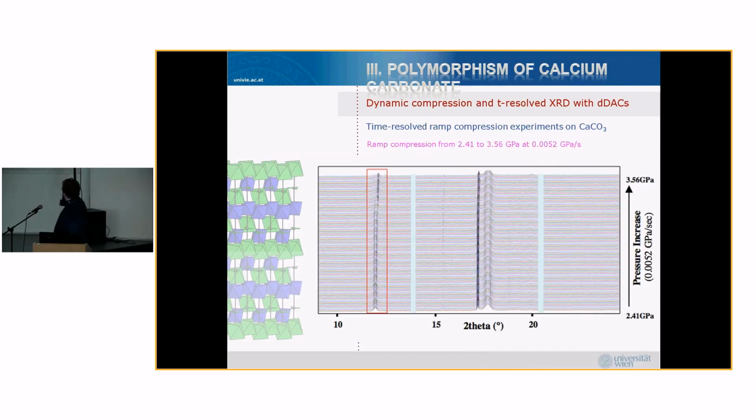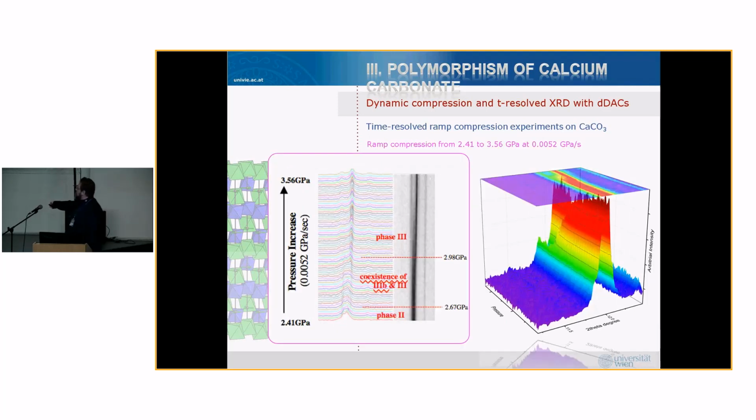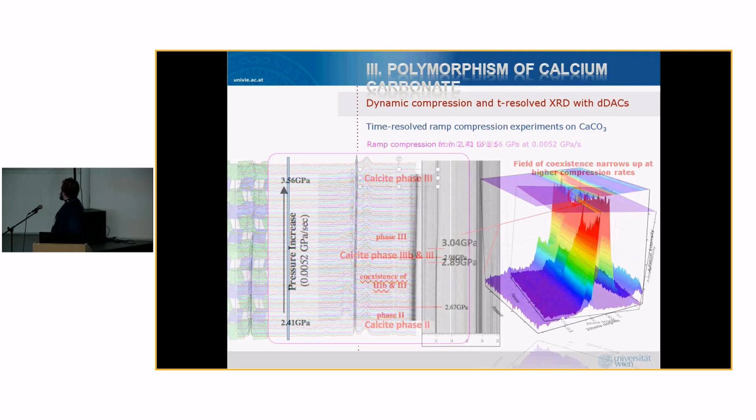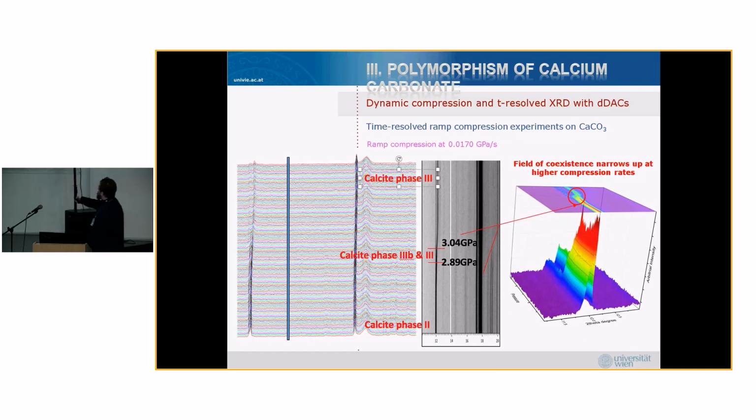So going up to higher pressures, 2.4 to 3.5, that should now cover the next transitions. And you see again here, obviously something is changing, but if you look into the detail, you see this is now changing from phase 2 to phase 3, and we have a field of coexistence of phase 3 and 3b here. So it's basically something we can also understand. We were pretty satisfied and said, okay, that's fine, and then continued this to even higher pressures.